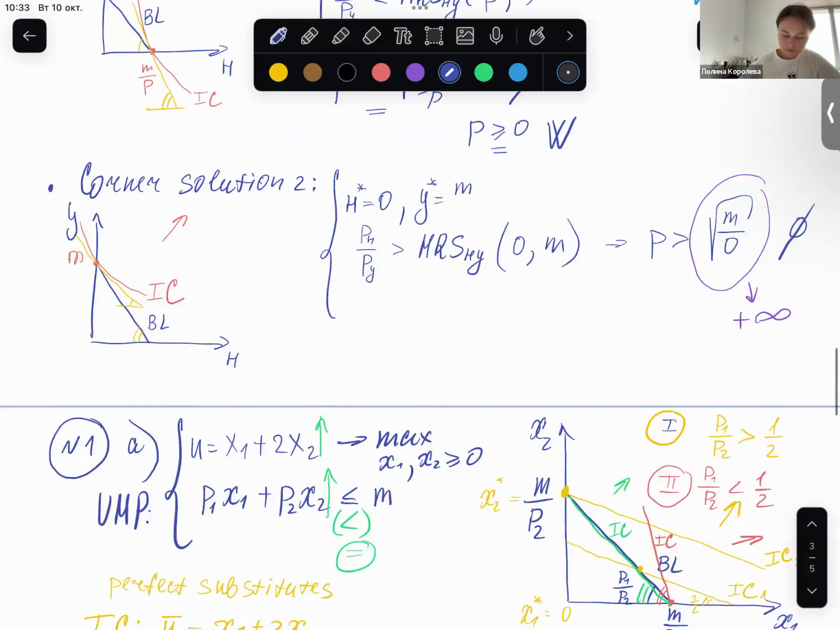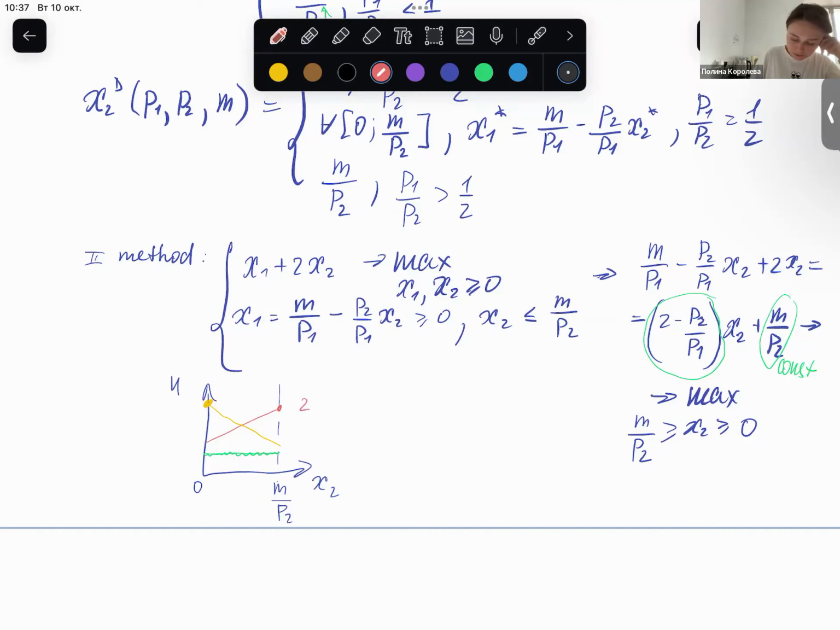So we have the positive slope when 2 is bigger than p2 over p1. When we have a negative slope, vice versa, 2 is less than p2 over p1. And a horizontal slope, when our utility is constant, is when 2 equals p2 over p1. So you can choose the second method to solve this program, but I recommend using the marginal rate of substitution, the first method here.